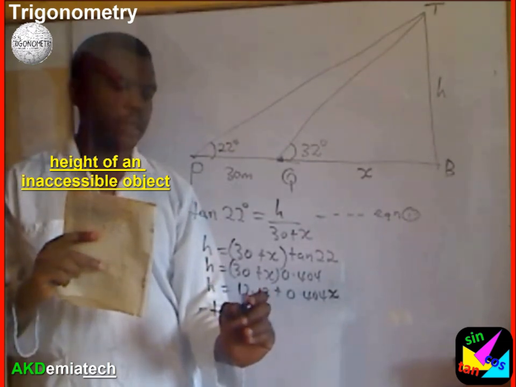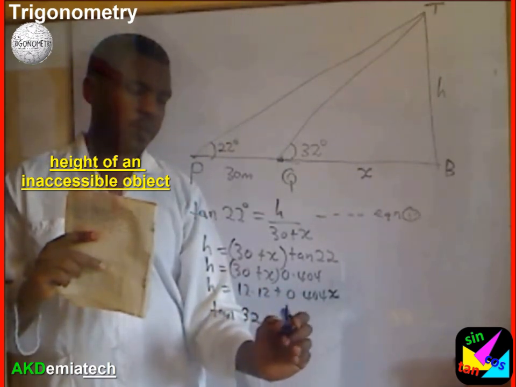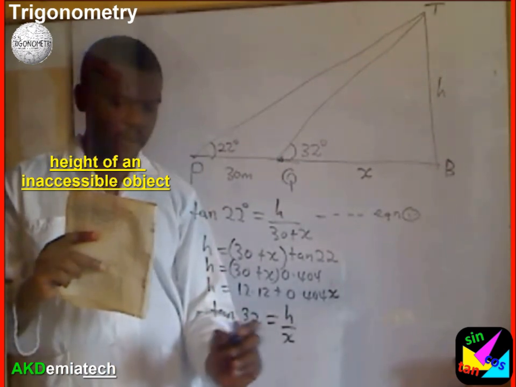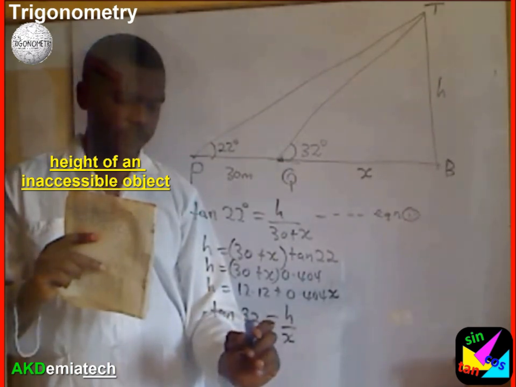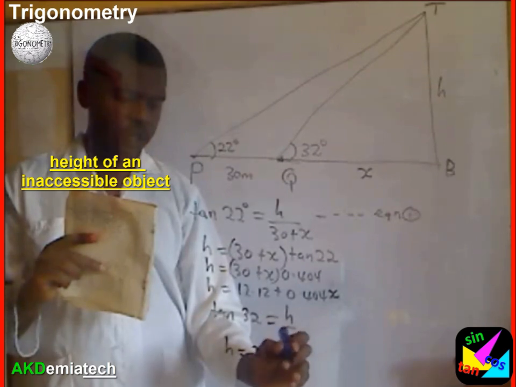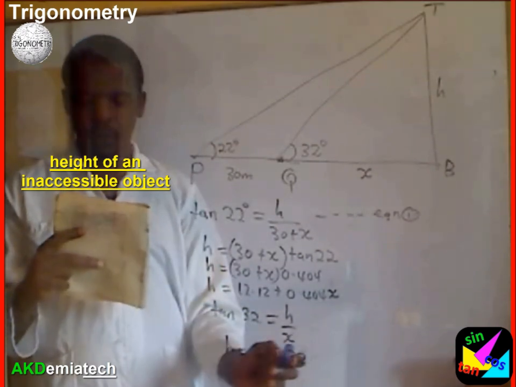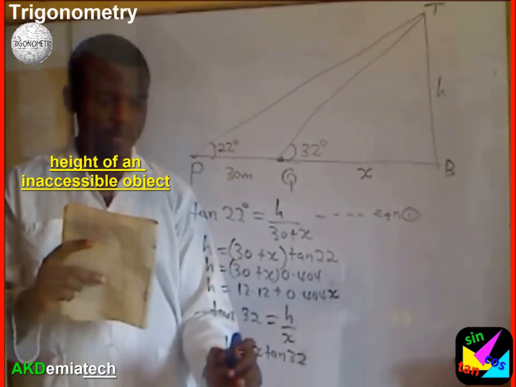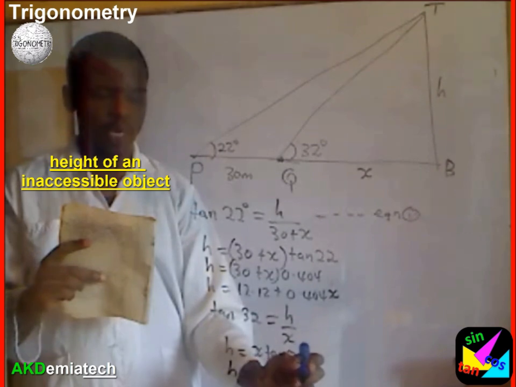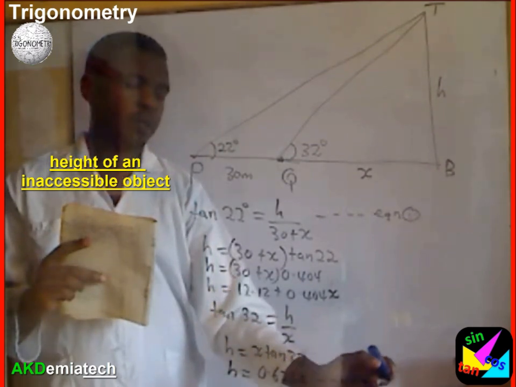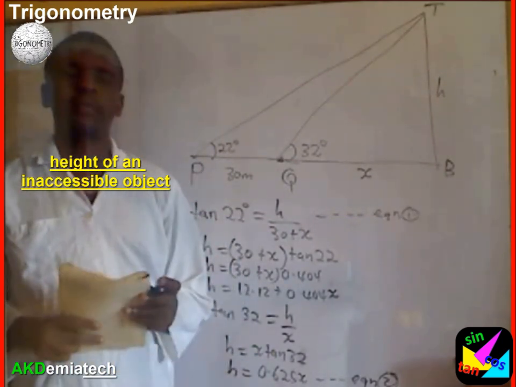Tan 32 is equal to h all over x. Now, cross multiply. H is equal to x tan 32. What is tan 32? 0.625. So h is equal to 0.625x. Call that equation 2. We have two equations and we can now solve simultaneously.